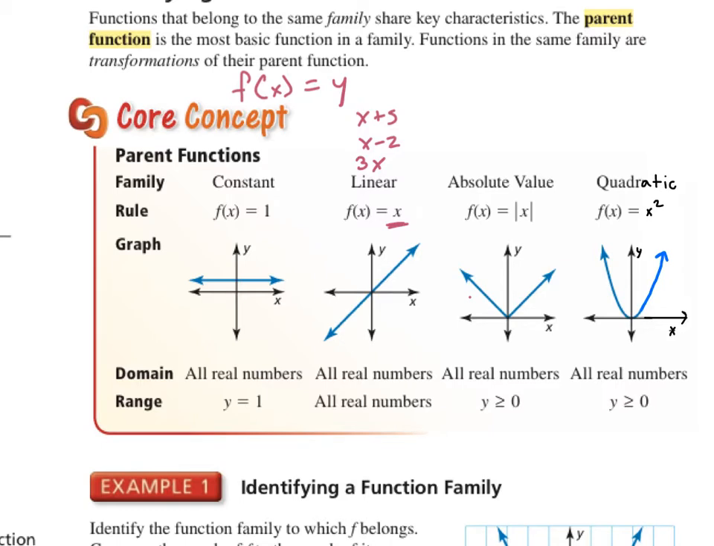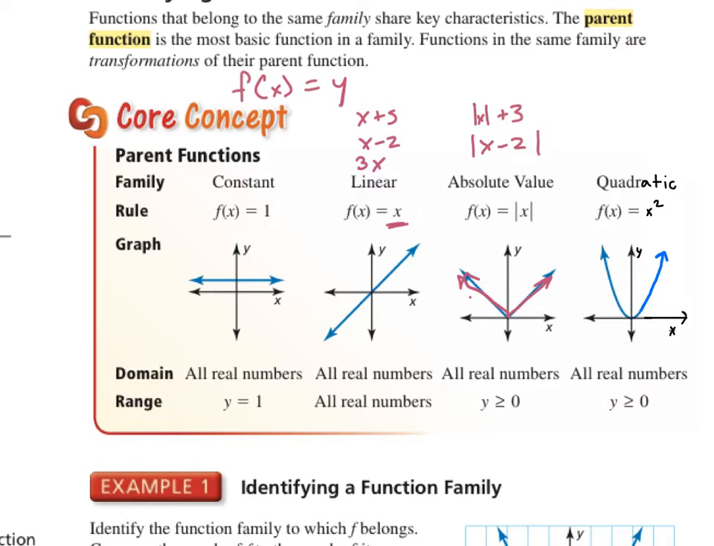The absolute value graph is always going to be the absolute value happening to x. So we have the absolute value of x. It could be the absolute value of x plus 3. It could be the absolute value of x minus 2, something like that. But that x is always going to be inside the absolute value. And our graph is always going to be V-shaped.